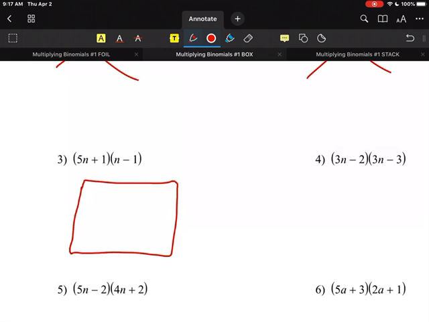Okay, and you're going to make as many boxes as there are terms. All right. So since there are 2 terms in the first one, and there are 2 terms in the second one, you want to make a box that is 2 by 2. All right. So 2 squares going across, 2 squares going down. All right. So like a window.